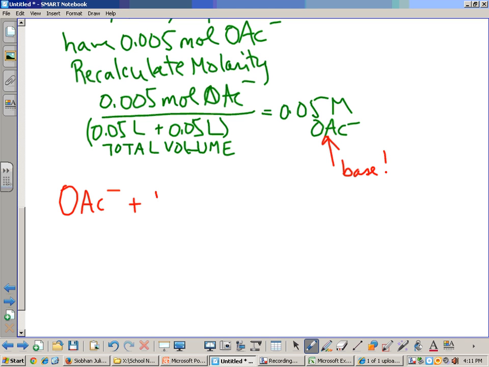How do we write a base dissociation reaction? Add water, which is necessary. What will it make? What do bases do? They accept protons. So what is this base going to accept a proton from? The water. This is going to generate hydroxide and some acetic acid.